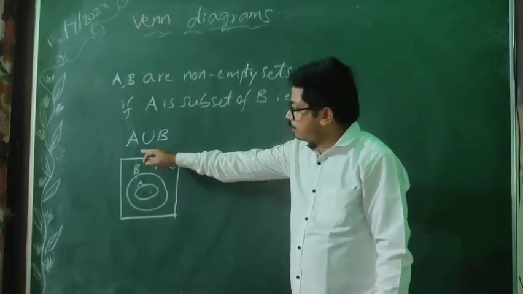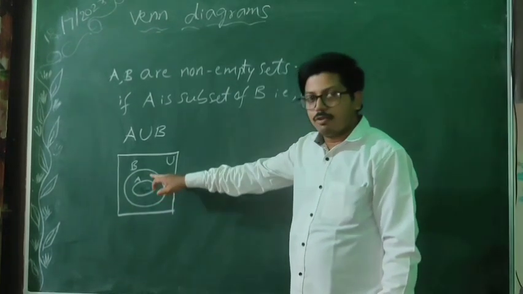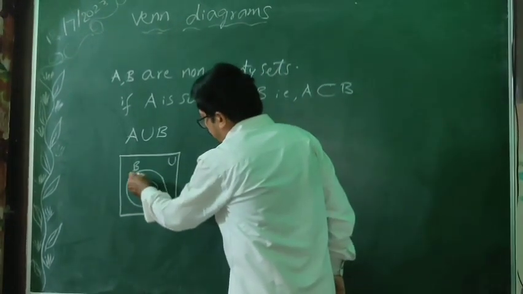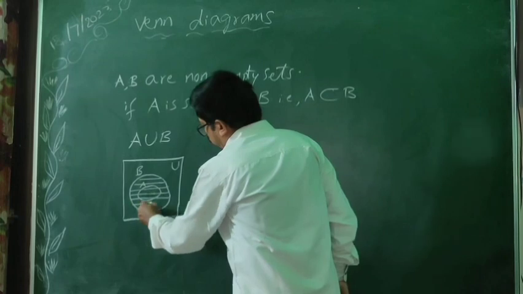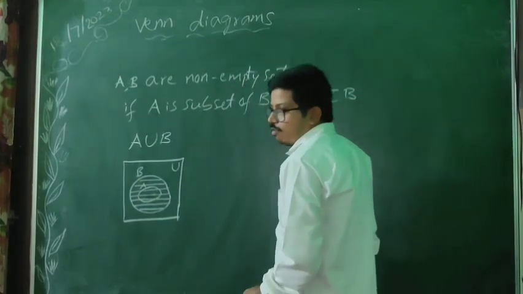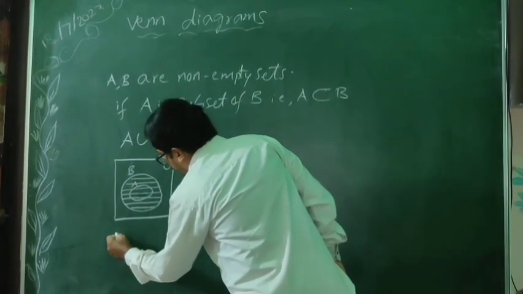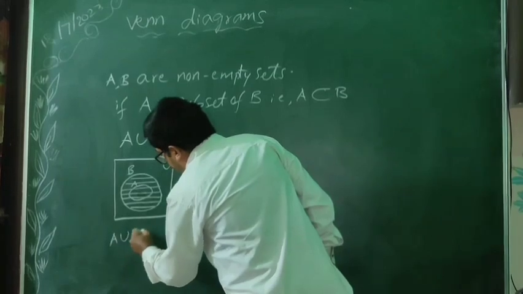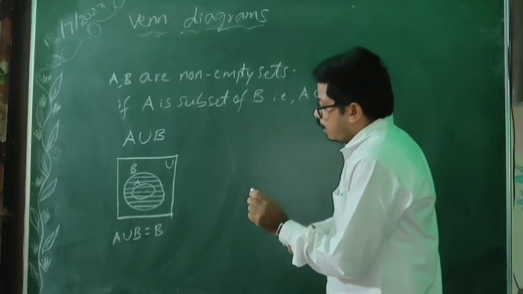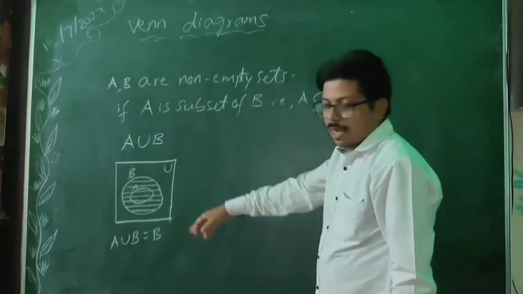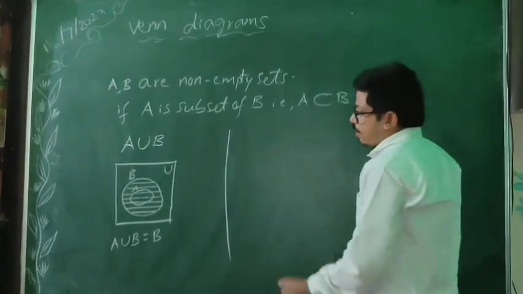So the question is to show A union B. All the elements of A belong to B. So simply I will shade both of the diagrams for A and B, and this shows A union B equal to B. So we can show A union B like this.